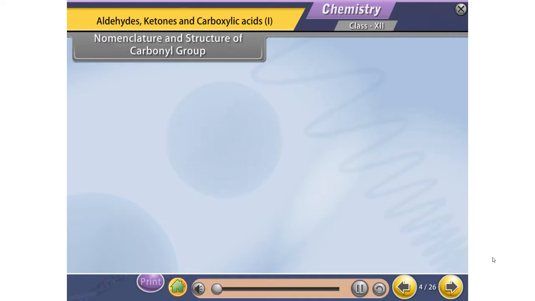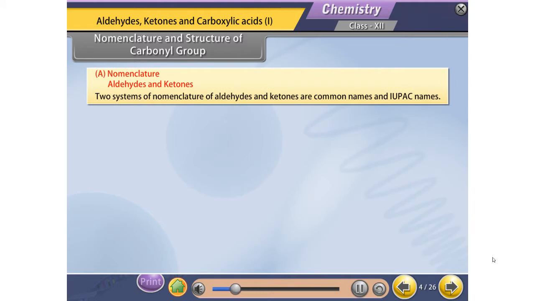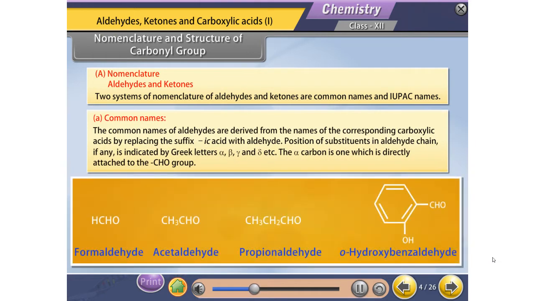Nomenclature and structure of carbonyl group. Nomenclature: aldehydes and ketones. Two systems of nomenclature of aldehydes and ketones are common names and IUPAC names. Common names. The common names of aldehydes are derived from the names of the corresponding carboxylic acids by replacing the suffix -ic acid with aldehyde.